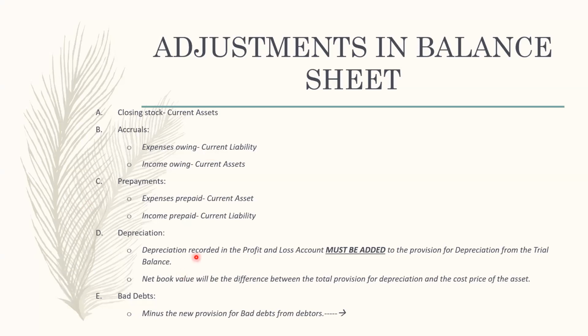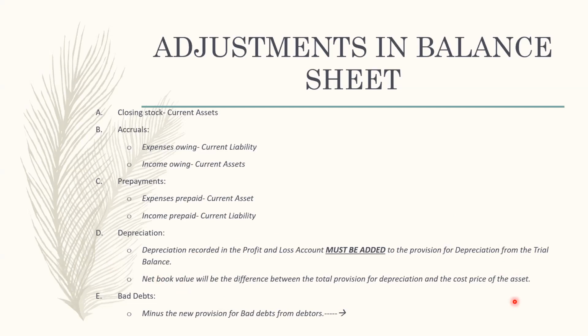With regards to depreciation, which is recorded in the profit and loss account, it must be added to the provision for depreciation from the trial balance. So we're going to see this as well. Depreciation recorded in the profit and loss account, because we say depreciation is an expense, we must add it to the provision for depreciation from the trial balance. This will be posted as well. We're going to see how to account for this particular rule with a question.